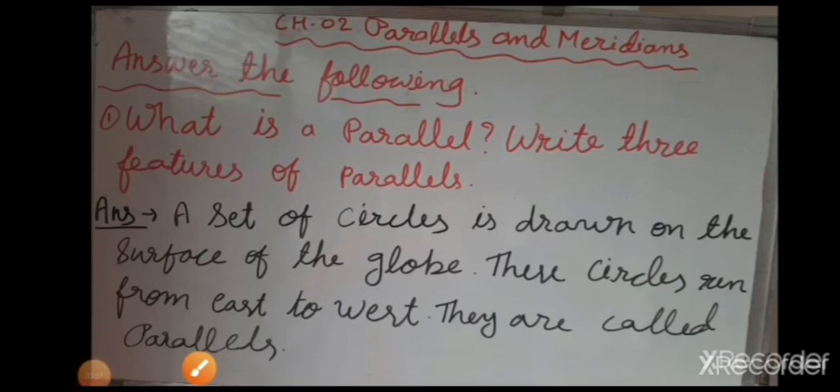So now children, we are going to do the question answers of this lesson number 2. You have to write it in your SS notebook. First question is, what is a parallel? Write 3 features of parallels. Answer: a set of circles is drawn on the surface of the globe. These circles run from east to west. These are called parallels.